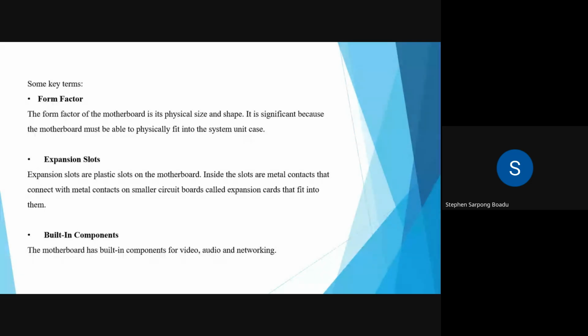Then expansion slots. Expansion slots are plastic slots on the motherboard. Inside the slots are metal contacts that connect with metal contacts on similar circuit boards called expansion cards that fit into them. So expansion slots are where you can insert additional expansion cards.